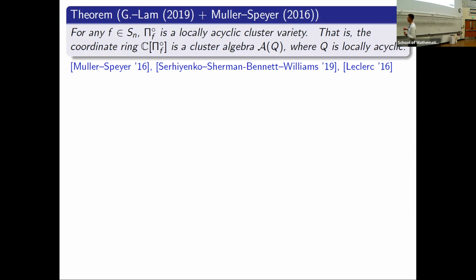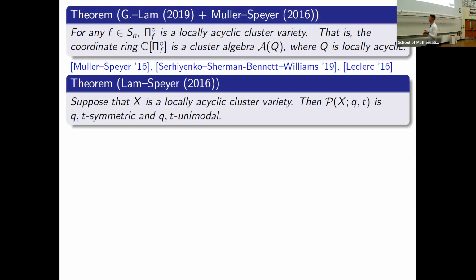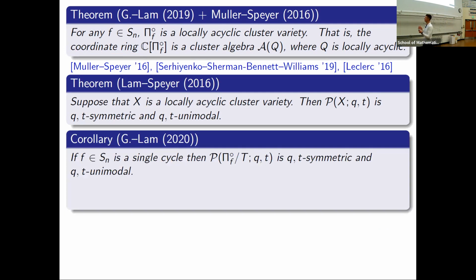First of all, here's the theorem again. There is a result by Lam and Speyer about these locally acyclic cluster varieties. Namely, if you have a locally acyclic cluster variety, then the mixed Hodge polynomial is Qt symmetric and Qt unimodal. Qt unimodal means that you fix the total degree of Q and T, and then the sequence of coefficients is going to be unimodal for each fixed degree. If you combine these two theorems, you get this corollary that these open Positroid varieties, when f is a single cycle, and their Taurus quotients as well, are all locally acyclic cluster varieties. So in particular, their mixed Hodge polynomials are Qt symmetric and Qt unimodal.